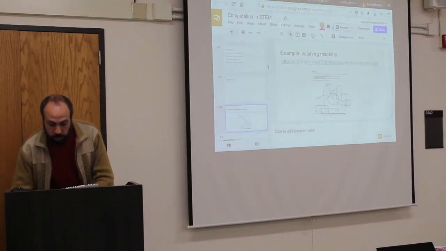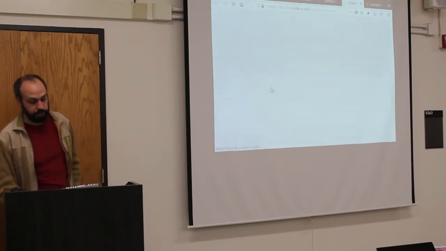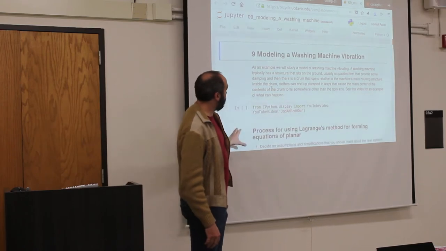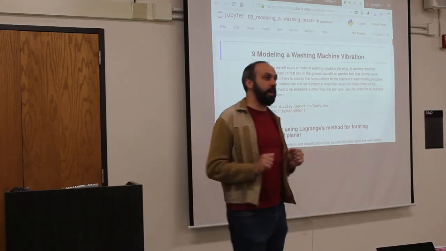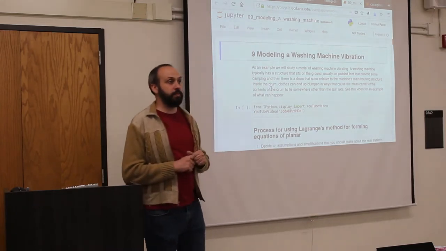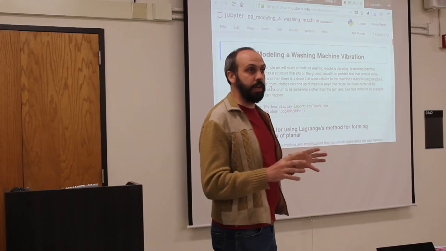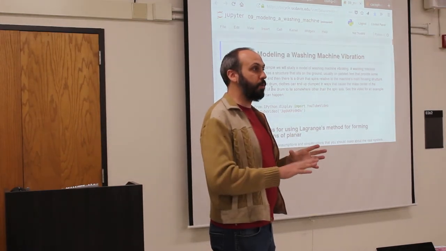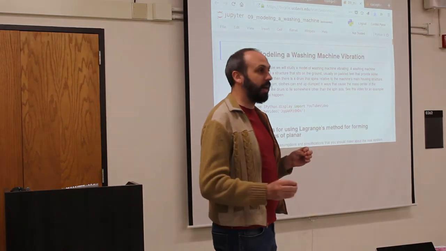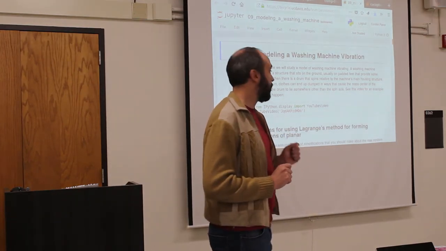There we go. So if you come back here, there's a notebook, 09 modeling a washing machine. This is a notebook where I do some board work explaining some of the math, but this one is related to symbolic computation. I like to use symbolic manipulation in my class so that students can do the math without having to worry too much about all the errors: sign errors, linear algebra errors, calculus and differentiation errors, etc.